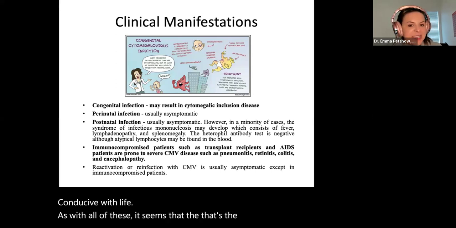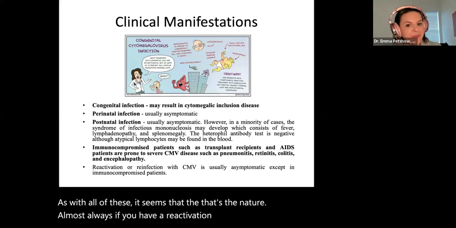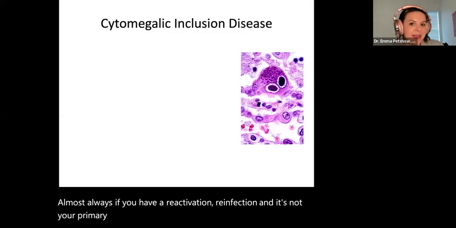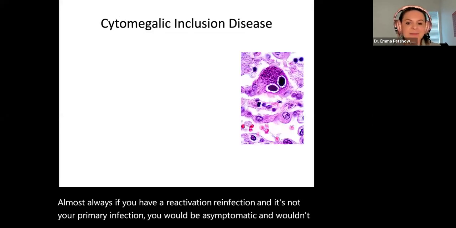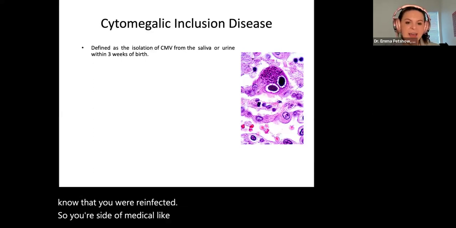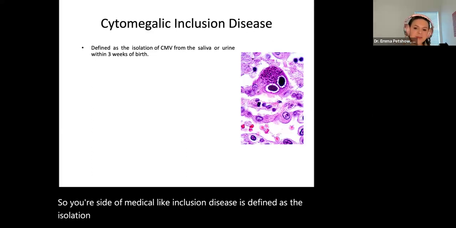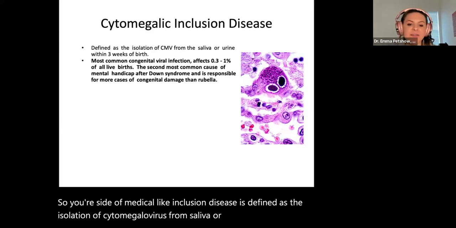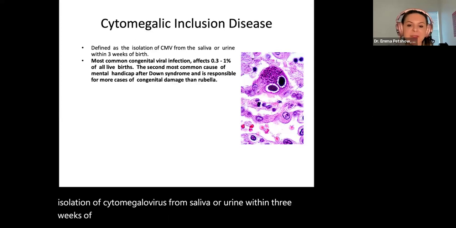Almost always, if you have a reactivation or reinfection and it's not your primary infection, you would be asymptomatic and wouldn't know that you were reinfected. So your cytomegalic inclusion disease is defined as the isolation of cytomegalovirus from saliva or urine within 3 weeks of birth, and it's the most common congenital viral infection.